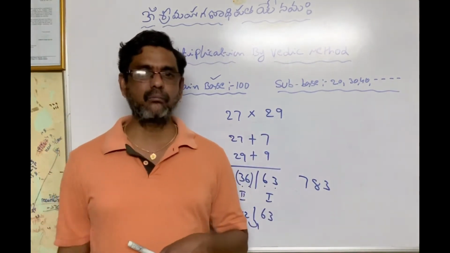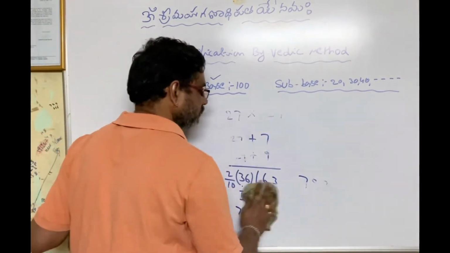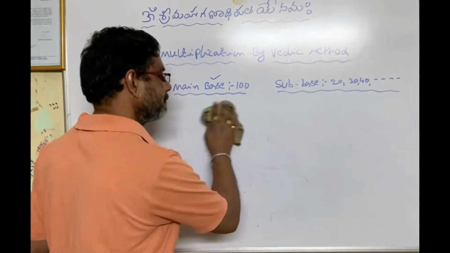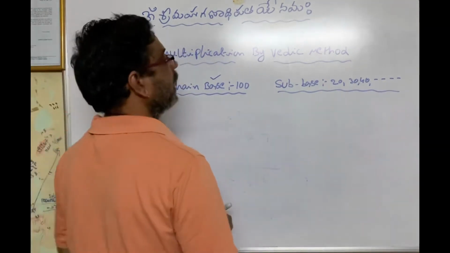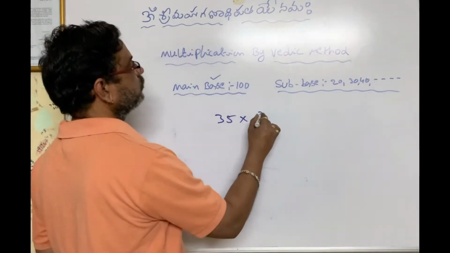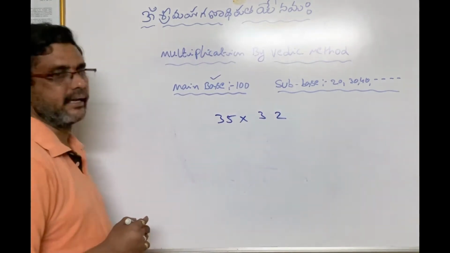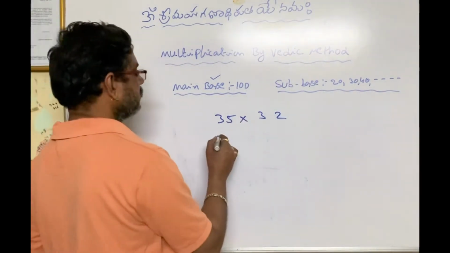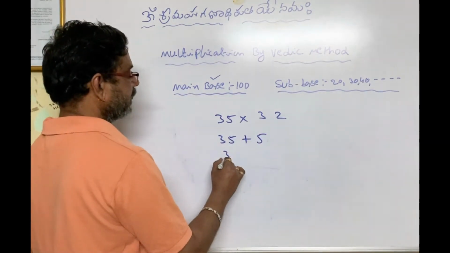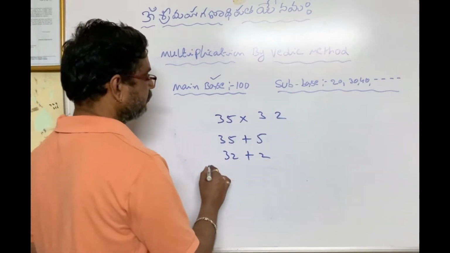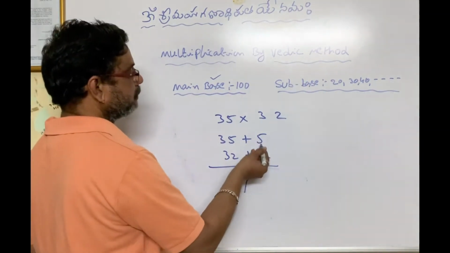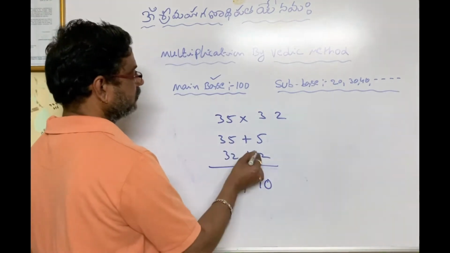Let us consider one more example. I am taking now base 30. So 35 into 32. Both the numbers are above the base. 35 is 5 more than the base and 32 is 2 more than the base. I am taking sub base 30 now. Now multiply the deviations: 10.